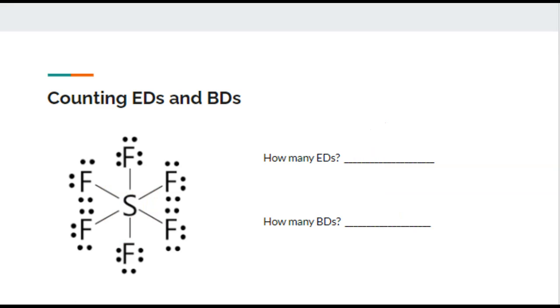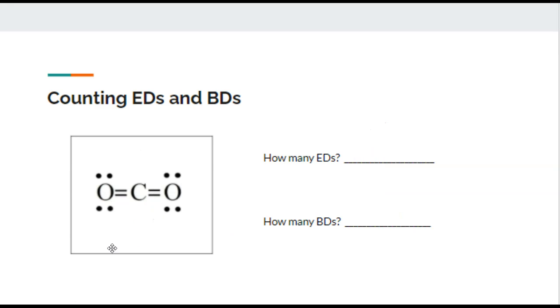Now the next one. Here we have a central atom, again carbon, that has 2 sets of double bonds. We're going to do the same thing here. That's 1 bonding domain, that's 2 electron domains, 2 places where there are electrons. The double bond is just 1 electron domain. If you have a multiple bond, it still counts as just 1 electron domain. So of those 2 electron domains, how many of them are bonding domains? Both of them.